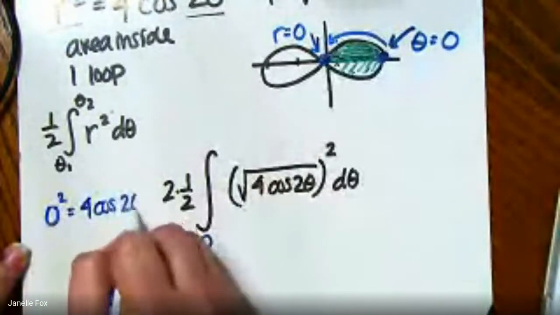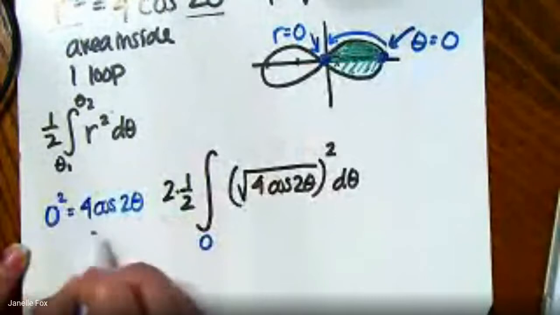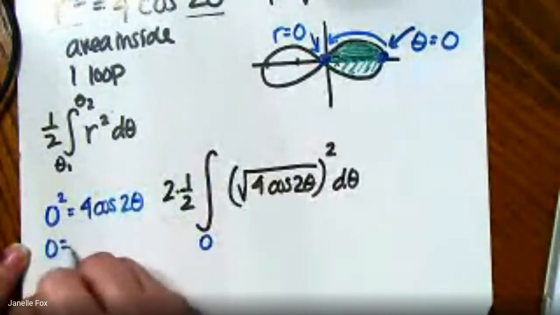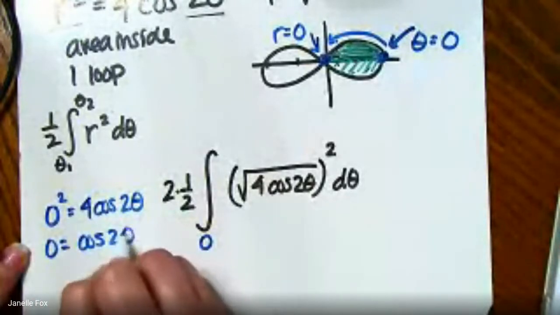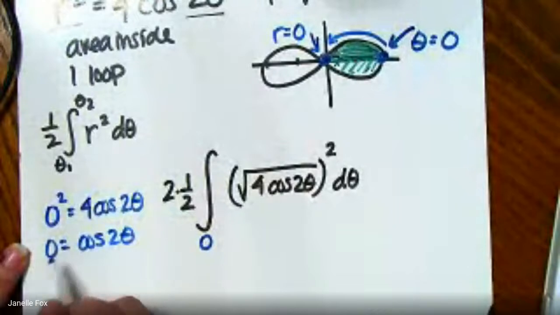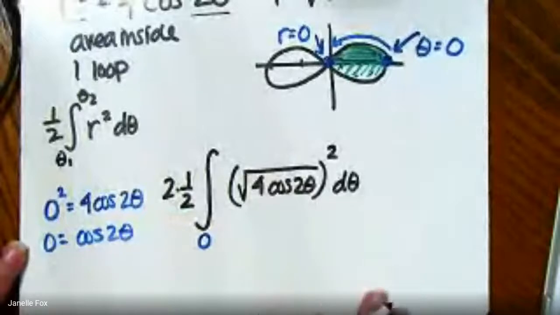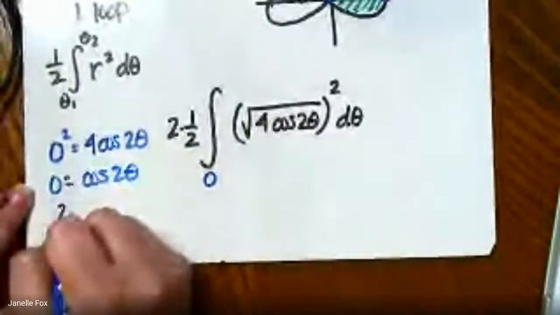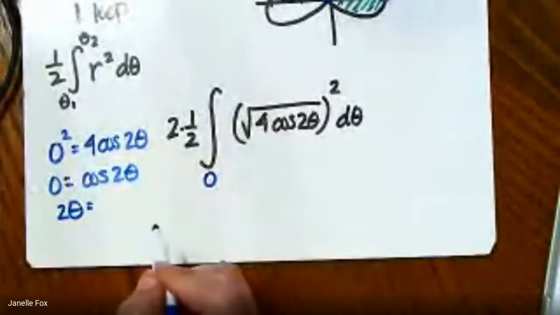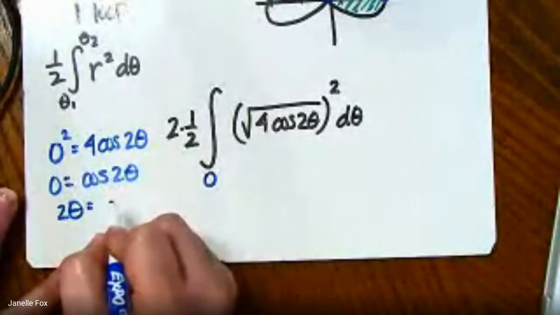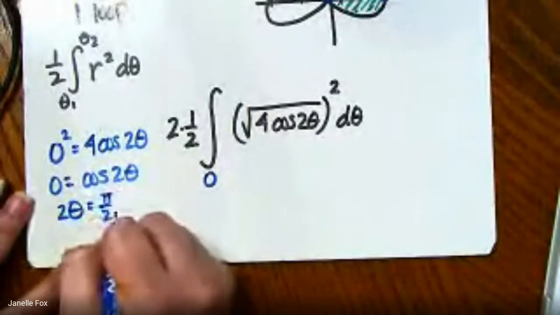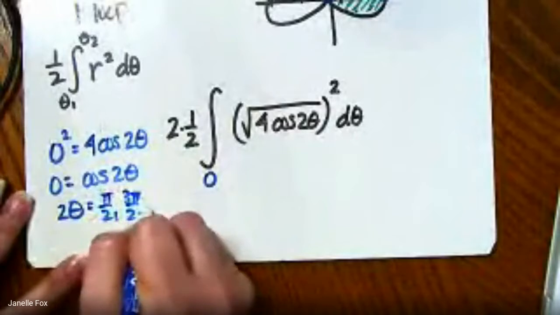So I'm going to put the equation equal to 0 squared. I'm going to divide by 4, and I still get a 0. And then I have to think, where in the world does cosine equal 0, and then make that be where 2 theta is equal to it. Let's see, where does cosine equal 0? Cosine equals 0 at pi over 2, at 3 pi over 2, etc.